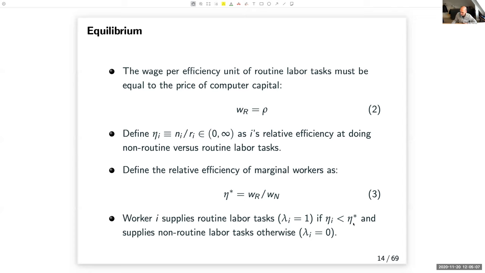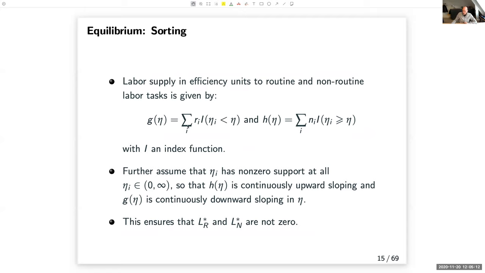That means that in equilibrium, you can define G of eta as the supply of labor to routine labor tasks, and G of eta is decreasing in eta. The higher the marginal eta is, the higher eta star is, the lower will be the supply to routine labor tasks. And for H of eta, which is the supply to non-routine labor tasks, the opposite holds.